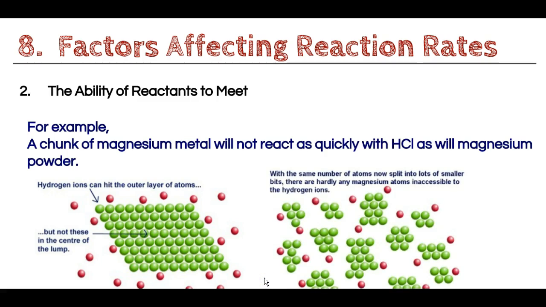If I were going to take the magnesium and grind it to a fine powder, then I break it down into chunks. I increase the surface area so that these hydrogen ions can attack from all sides. And so that's going to really speed up the rate of this reaction.